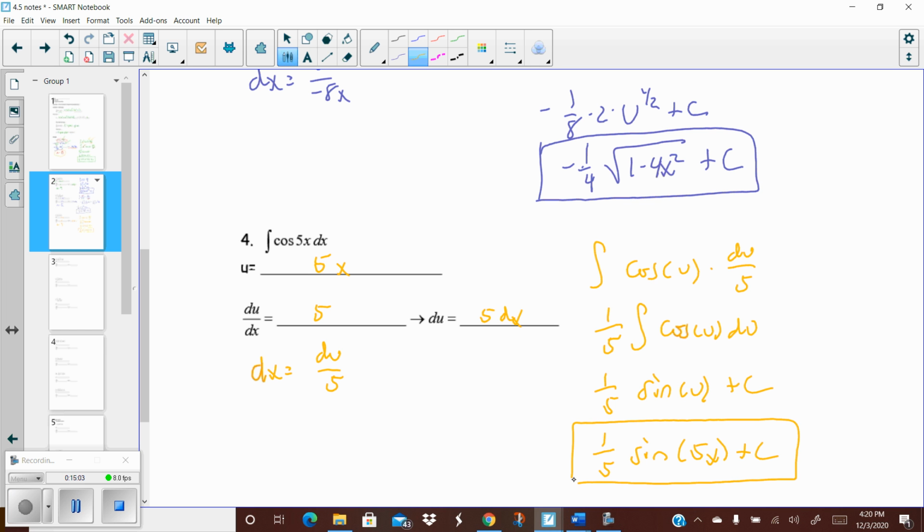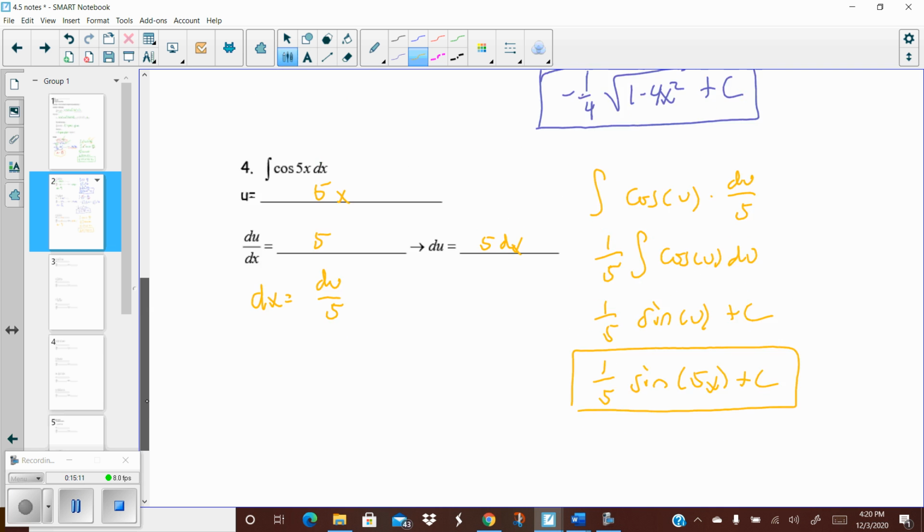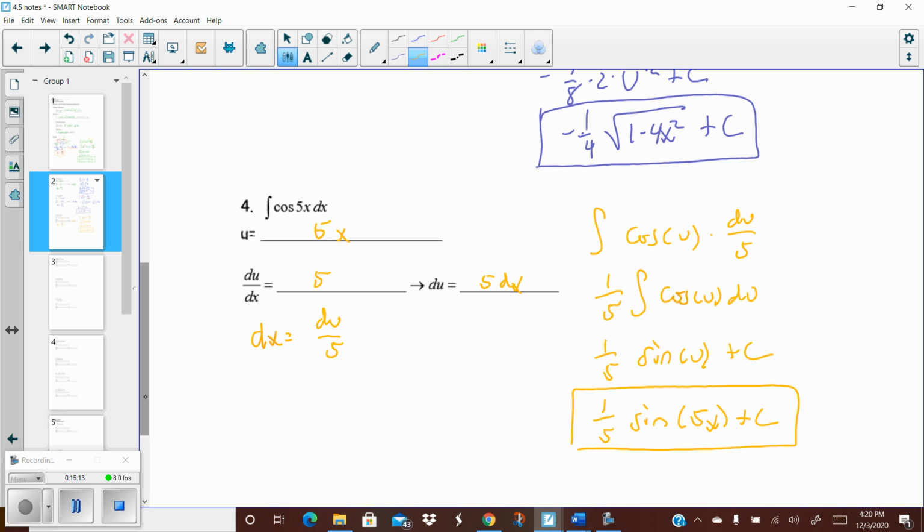Now there is actually a shortcut to this one, which we will eventually talk about. But for right now, that's the process that you would use. Okay, hopefully that makes sense. Let's move on.